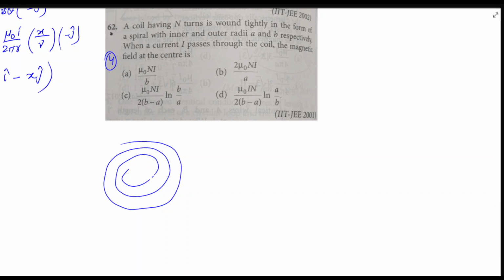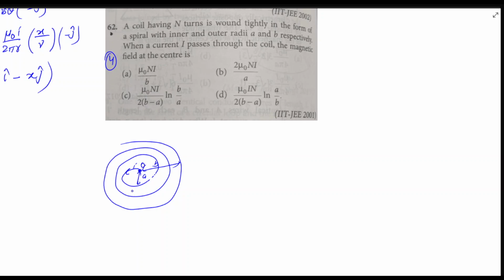Okay, so this is the inner radius A and the outer radius is like this, B. There are a total of n turns. The current I is passed. Find the magnetic field at the center. So let's say this is our center.